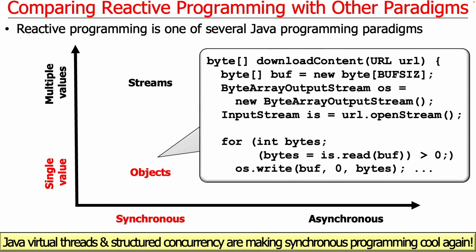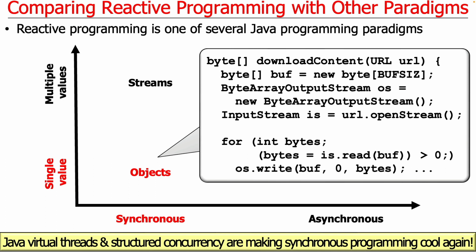And here's a very simple example where we've got a download content method that takes a URL, and it goes ahead and opens up a connection to the server designated in that URL, and then it reads the contents from that connection and stores them in a buffer that it returns back to the user. So very classic object-oriented approach. It blocks, one value comes back, it's synchronous.